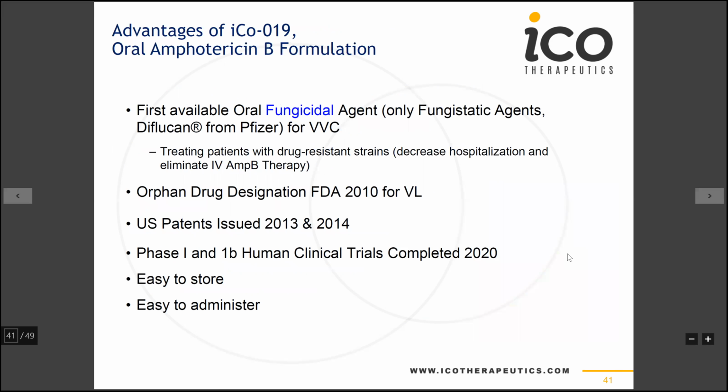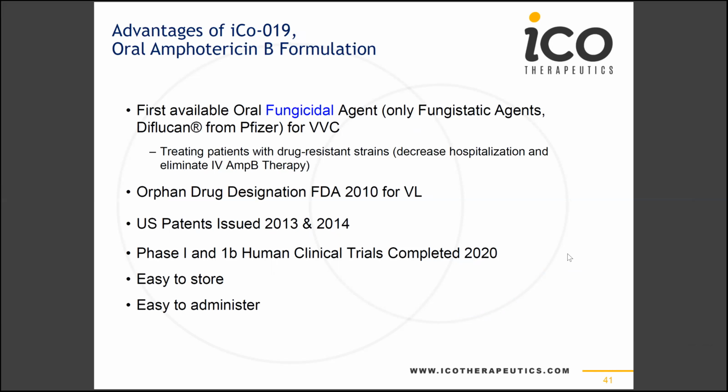The other big advantage of the oral formulation is that this would be the first fungicidal agent on the market. To date, there are only fungistatic agents. That means they will prevent any further growth of a candidiasis infection and so on, but they can't kill existing fungal infections. Our formulation can.